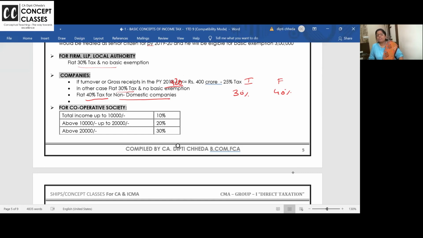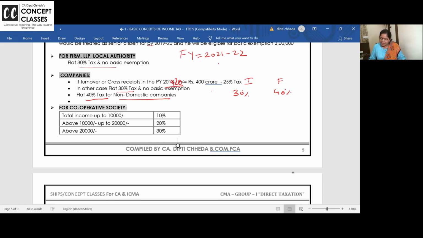Now, exception to the rule is, though we are dealing with which financial year? 21-22. But agar 19-20 mein, if your turnover of the company, Indian company, is less than 400 crores, then you get a 5% discount and 25% tax rate you have to pay. I want to repeat. Indian company, what is the tax rate? 30%. Foreign company, what is the tax rate? 40%, and this is flat.